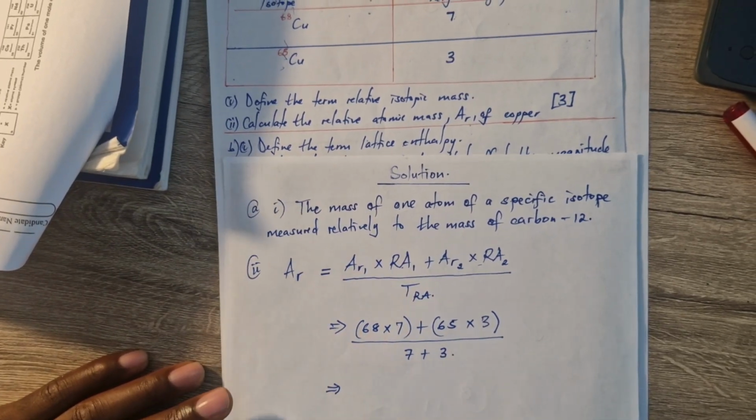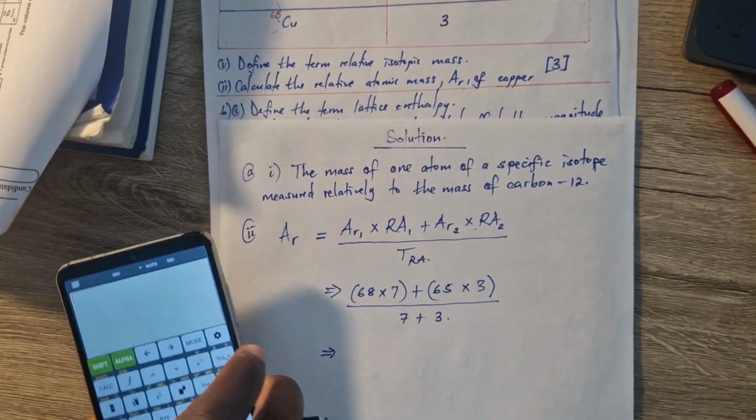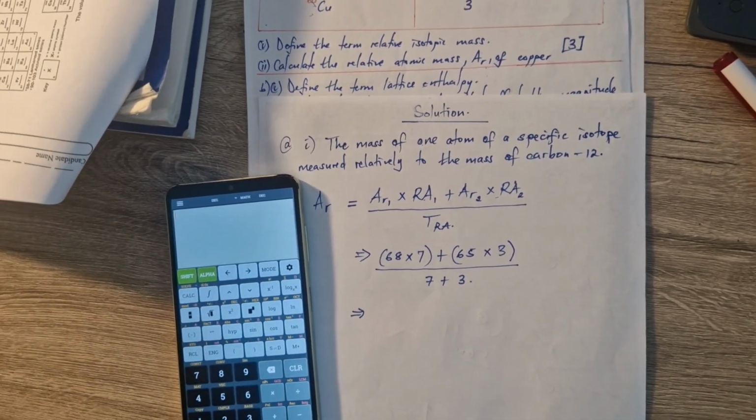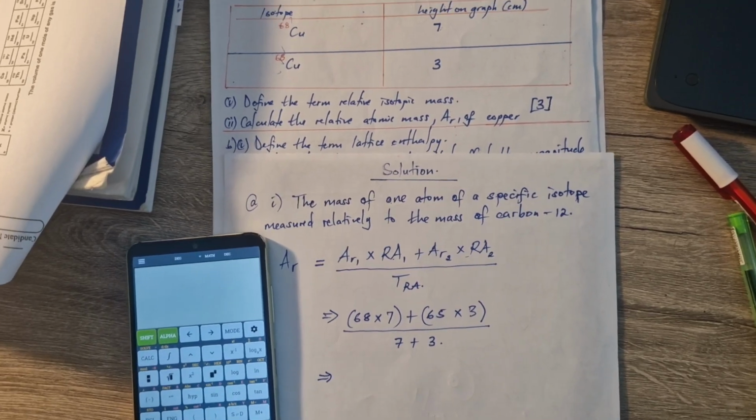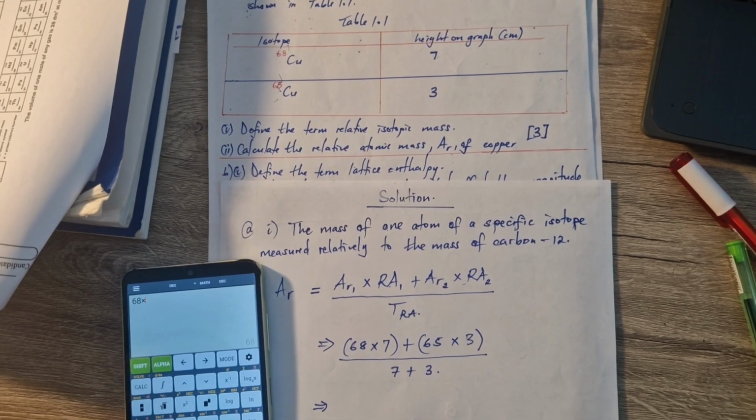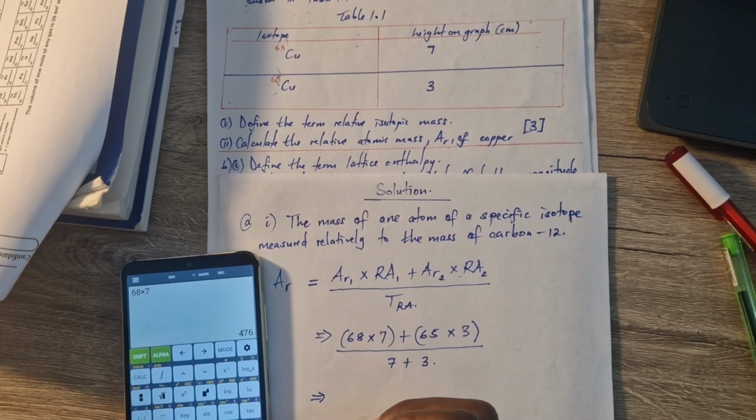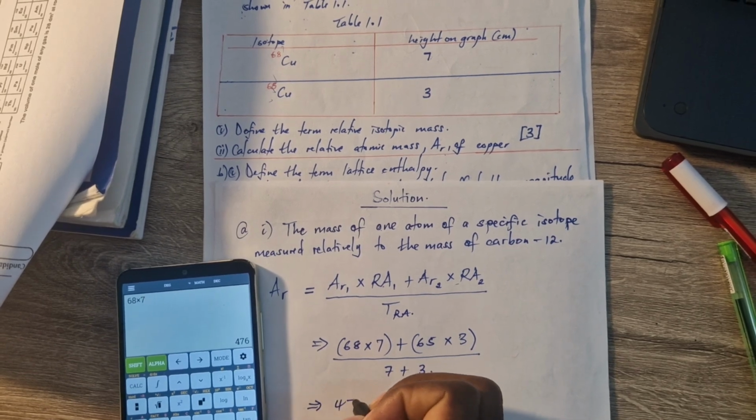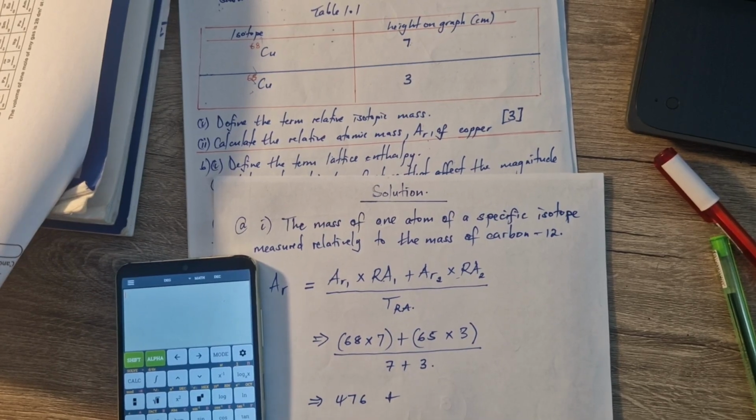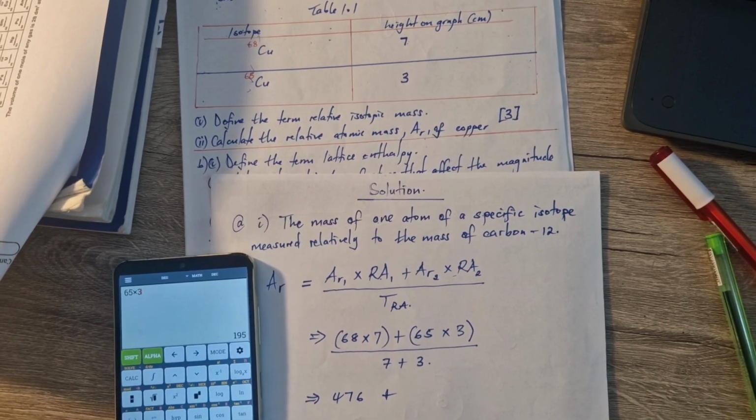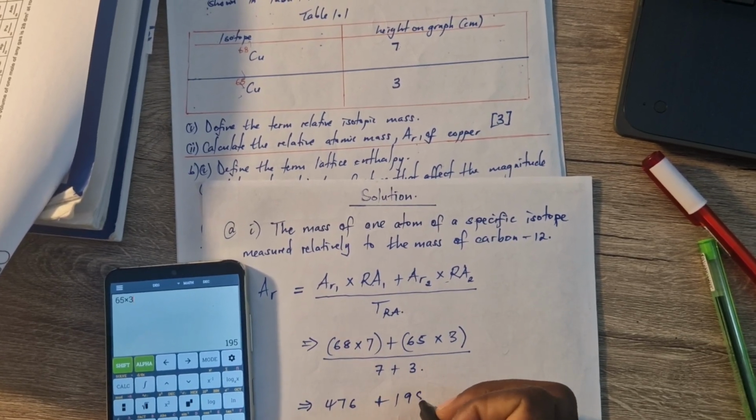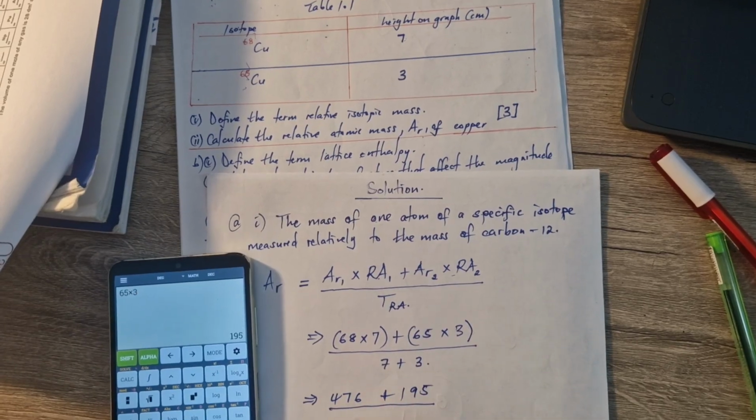Since it's paper 3, we make use of a calculator. So I'm going to calculate these values so that I will get a correct solution for this part. So 68 by 7 gives us 476. Then plus 65 by 3, this gives us 195. All over 7 plus 3, we get 10.